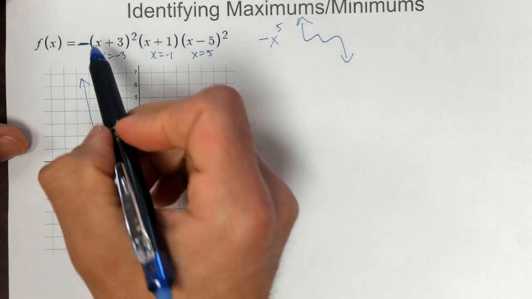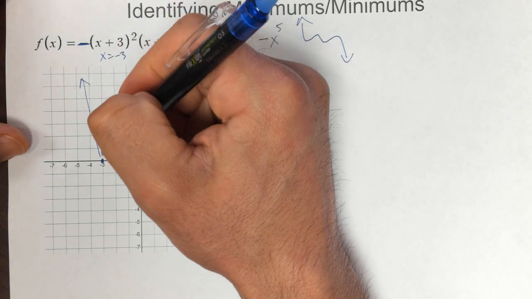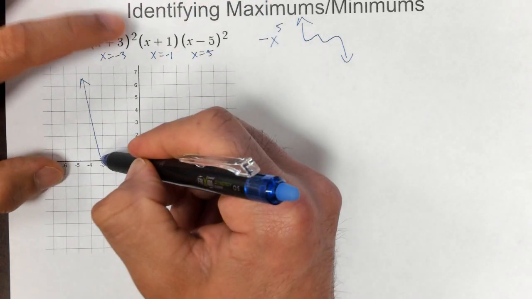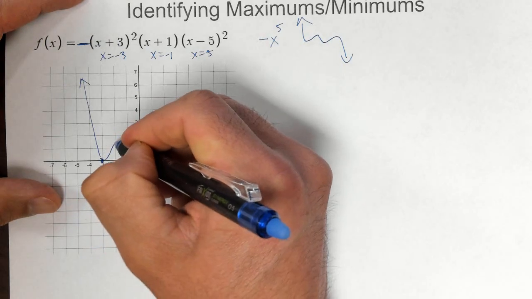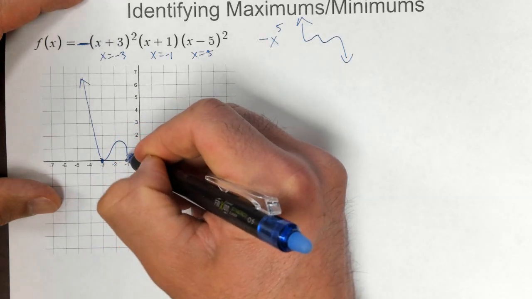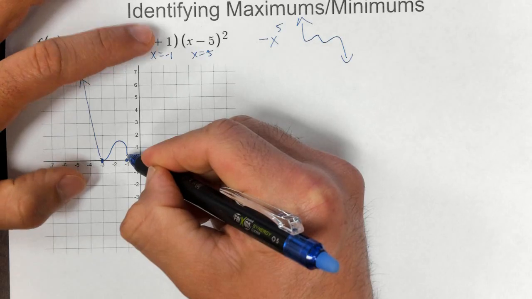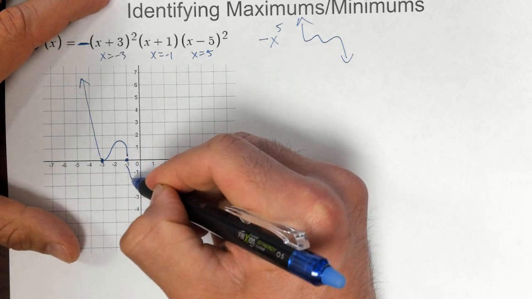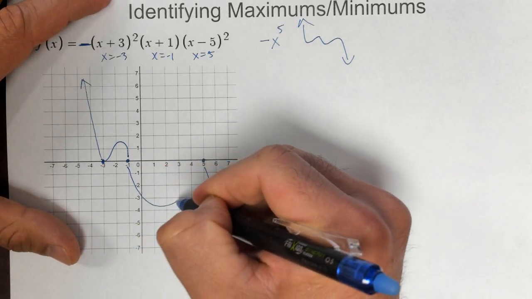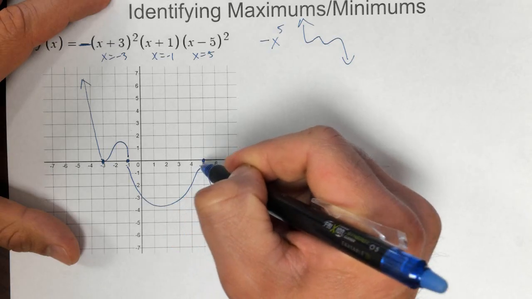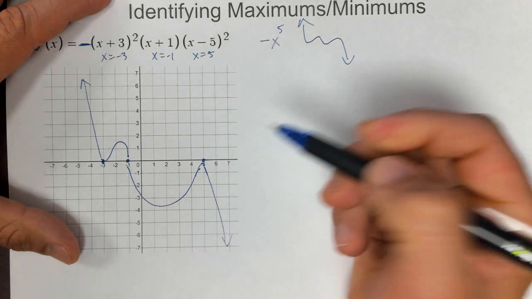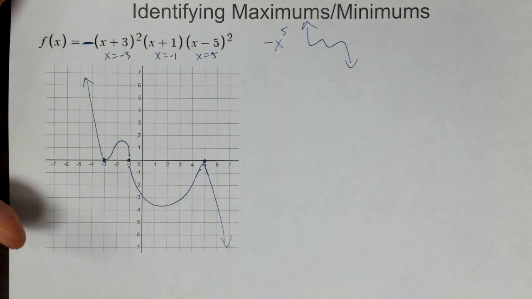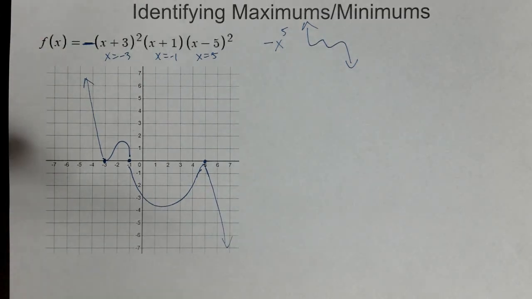Let's figure out what happens at each point. At negative 3, there's 2 terms. It's an even multiplicity, which means it's going to bounce. Then I go to the next point. Negative 1, there's only 1 term, which means it's going to go through. And then when I get to the next point, when I get to 5, because there's 2 of them, I'm going to bounce back down. Here's my sketch. A rough sketch.